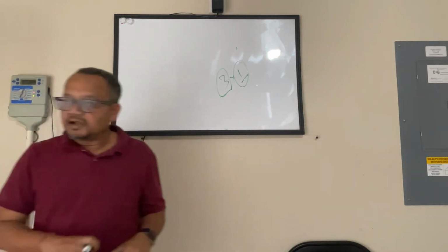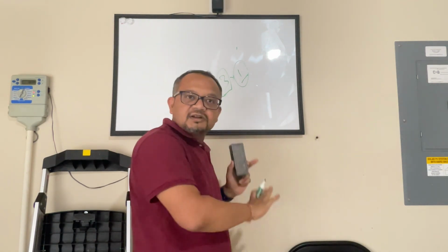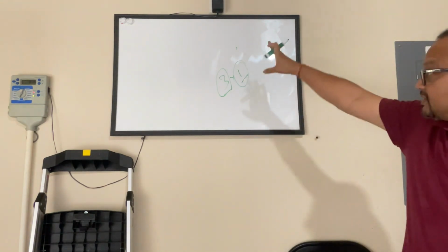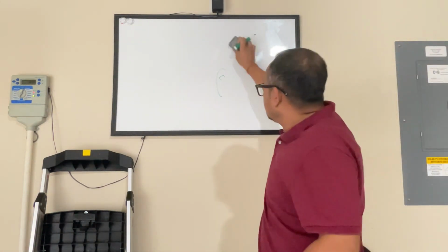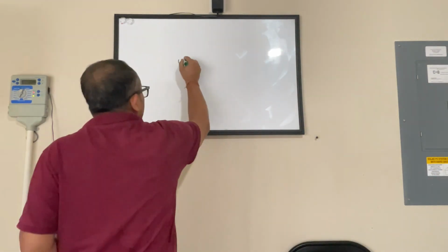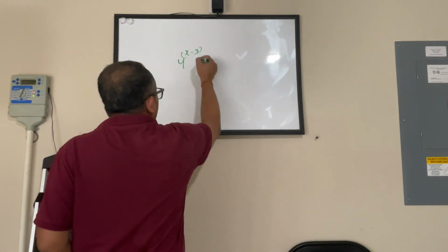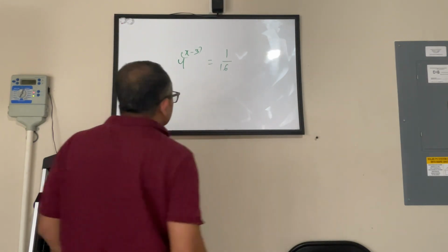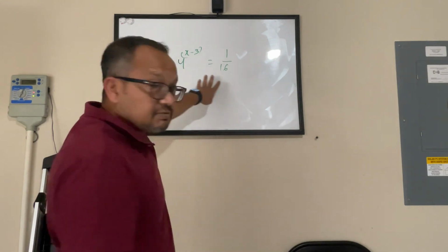So our approach would be a simple equation. If that is giving me an answer, go ahead with that. If it's not giving the answer, you can see if there is a possibility of using the multiplication and division as an option. Okay, 4 to the power of x minus 3 equals 1 over 16. So this is what we have to solve.